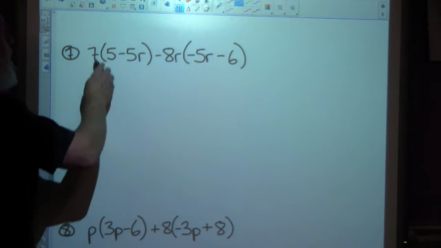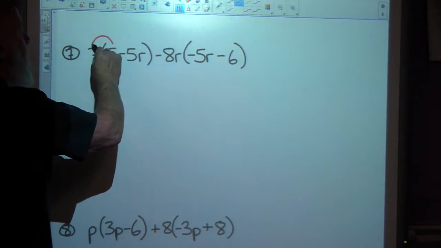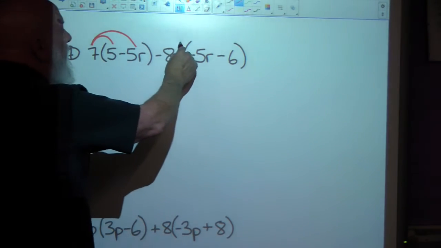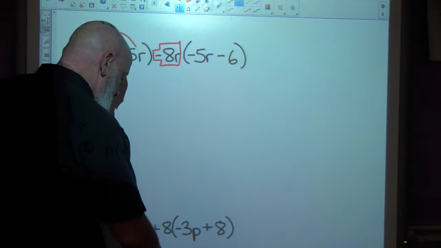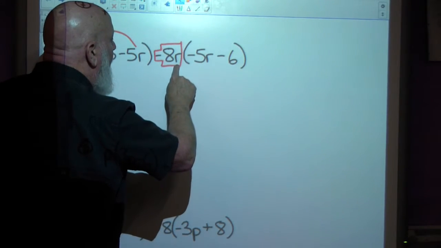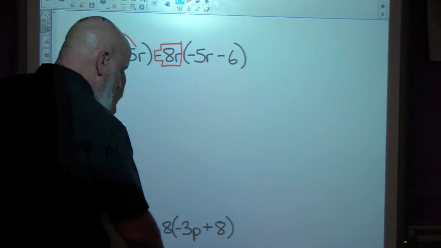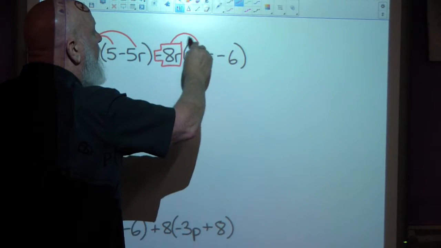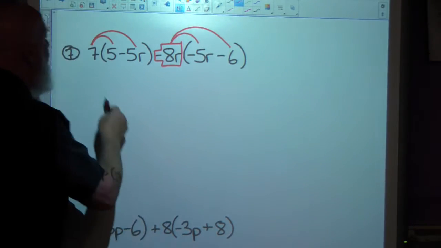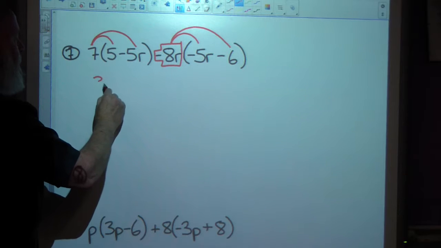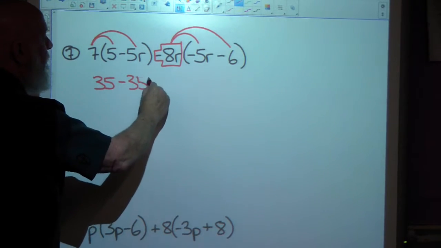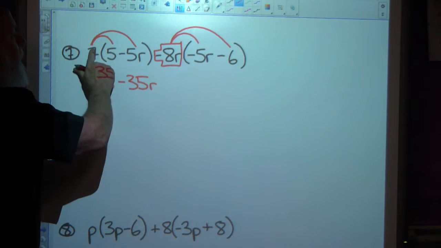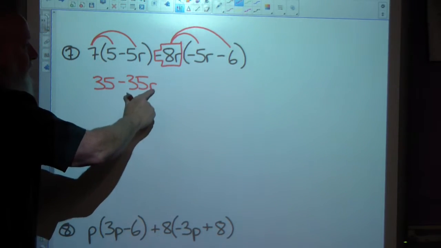Here's another one. We're just distributing, taking that 7 and multiplying it by both of these, and taking negative 8r. I'm taking a variable and its coefficient and distributing those. So I gotta watch out. This is 35 minus 35r. 7 times negative 5 is negative 35r.